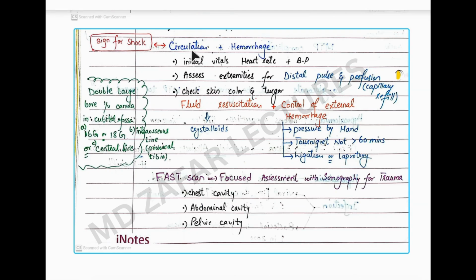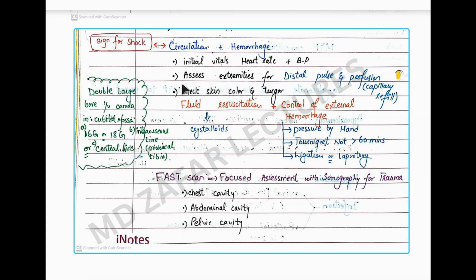So now talking about the circulation and hemorrhage. In terms of circulation, our first aim is to see whether the patient is bleeding through any wound. Is there any external hemorrhage present? We have to stop it. Followed by that, in circulation, it is very important to check for signs of shock and to classify the patient into a type of shock. So the initial step is to get the vital charts. Get the heart rate and blood pressure. Assess the extremities for distal pulse and perfusion. Very important is the capillary refill. Then check the skin color and turgor.